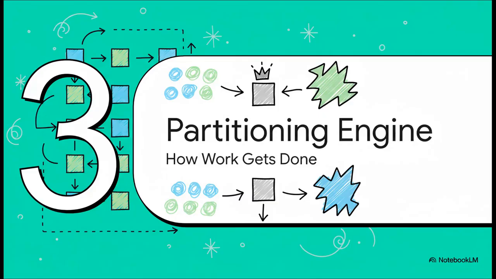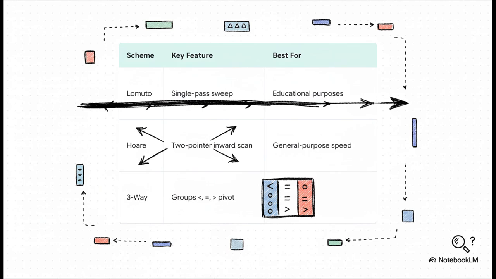Okay, so we've picked our pivot. Now the real work begins. We have to actually do the rearranging, right? This process is called partitioning, and you can think of it as the true engine room of the whole Quicksort algorithm. This is where the magic happens. And it turns out there's more than one way to partition an array.